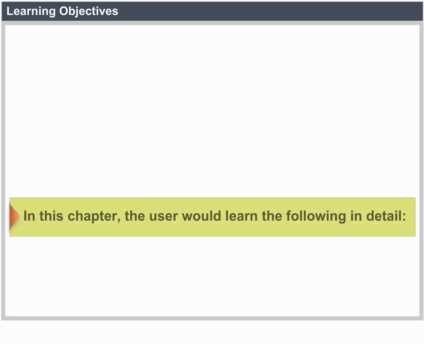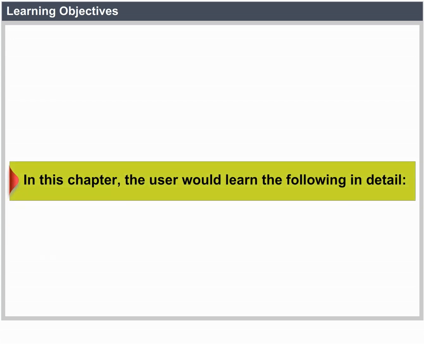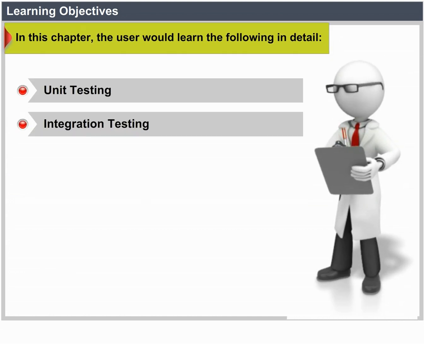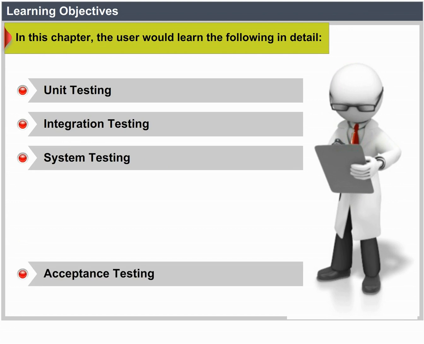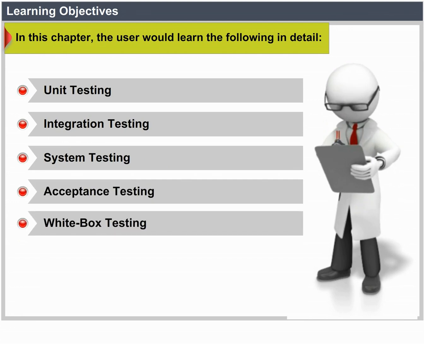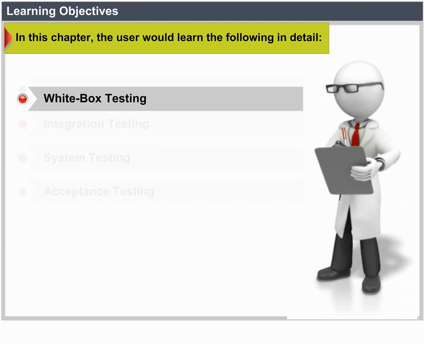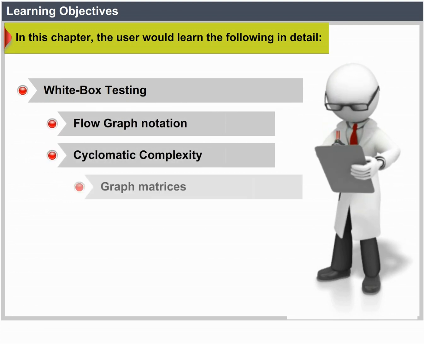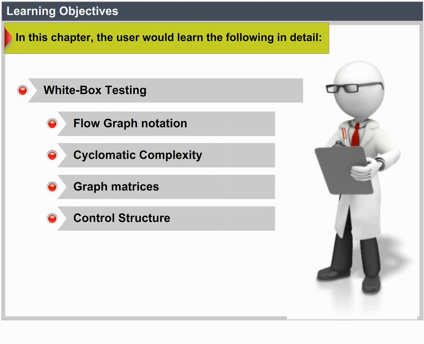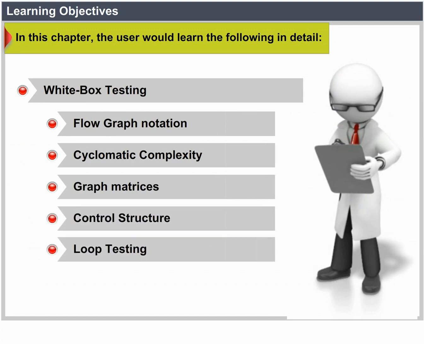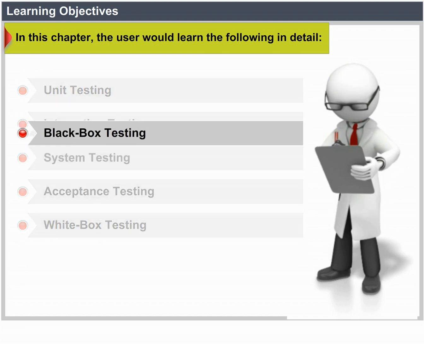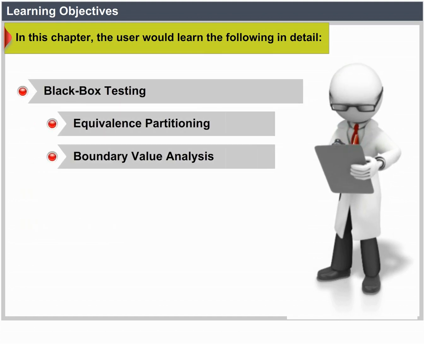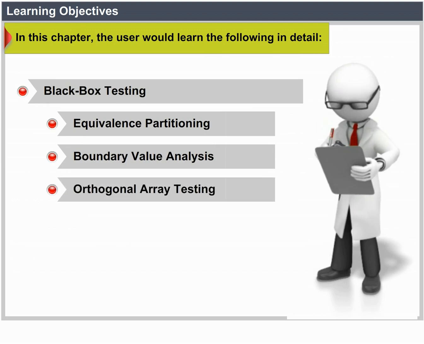Learning objectives. In this chapter, the user would learn the following in detail: unit testing, integration testing, system testing, acceptance testing, white box testing, flow graph notation, cyclomatic complexity, graph matrices, control structure, loop testing, black box testing, equivalence partitioning, boundary value analysis, orthogonal array testing.